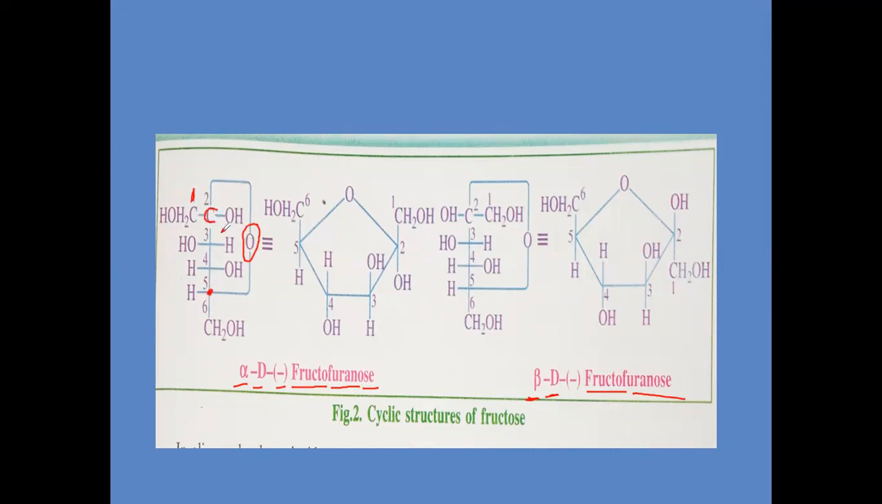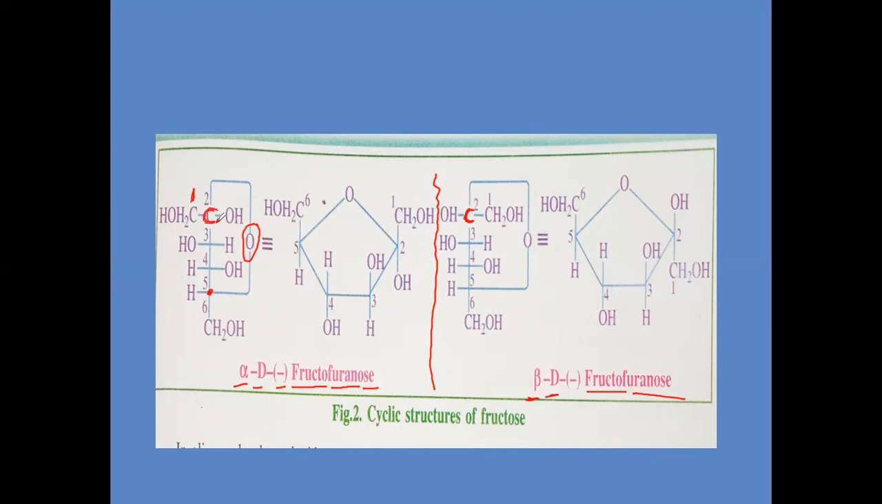So again, on the second atom, if OH is on the right side, that is alpha form. On the second carbon atom, if the OH group is on the left side, it is called beta form. So alpha form and beta form. Our left side structure is what now? Alpha form. Right side is what? Beta form.